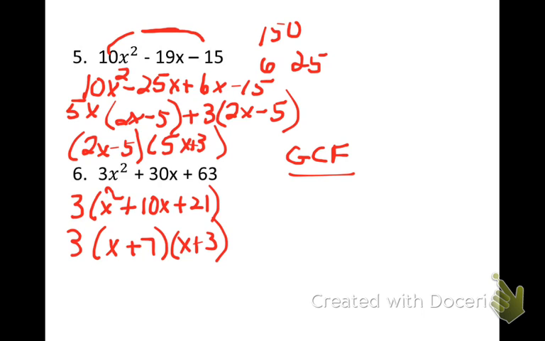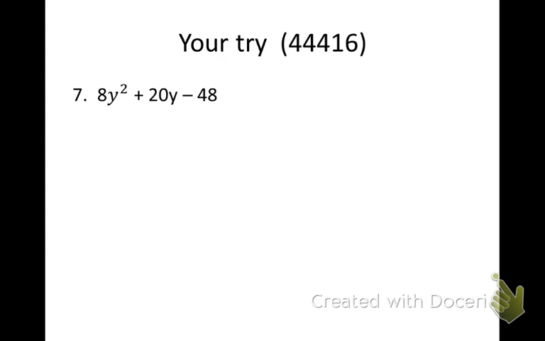So always now we have to start asking ourselves that question, is there anything in common? So in this number 7, is there anything that goes into 8, 20, and 48? Yes, 4 goes into those. And it'll actually make your factoring easier. I mean, you can factor without that and eventually get it, but you want to try to get in the habit of doing it first. 2y squared plus 5y minus 12.